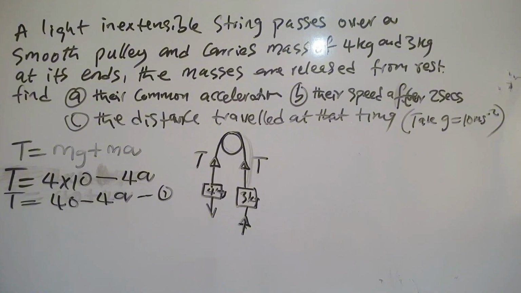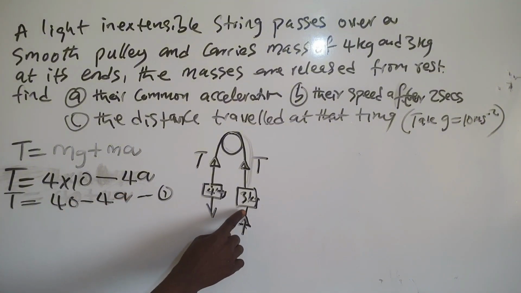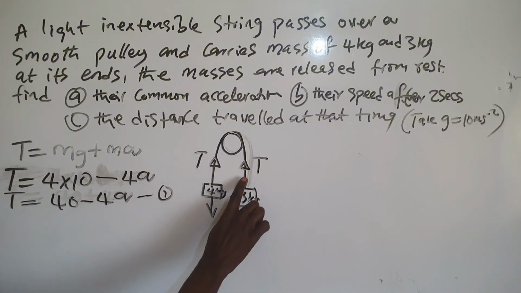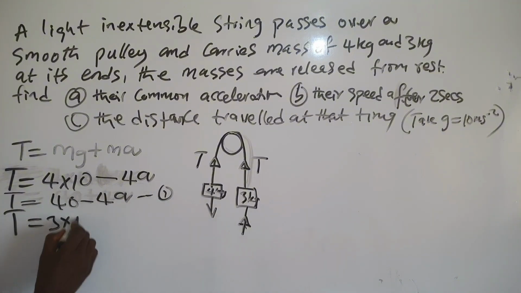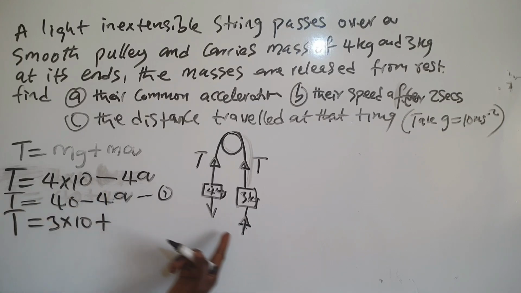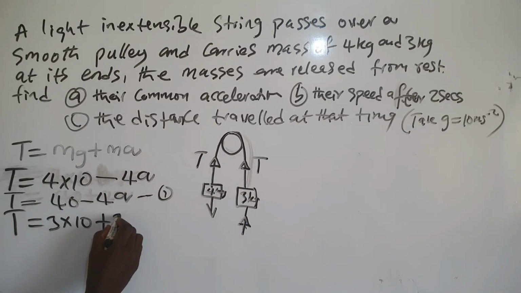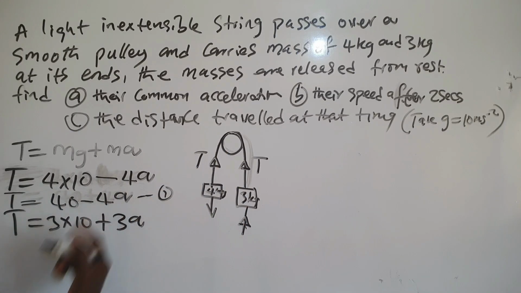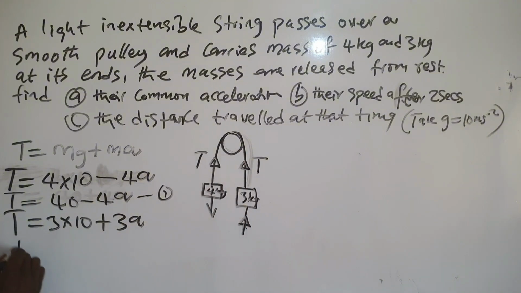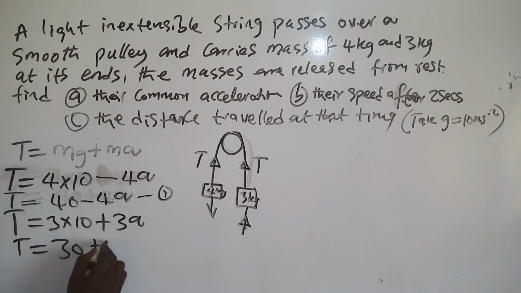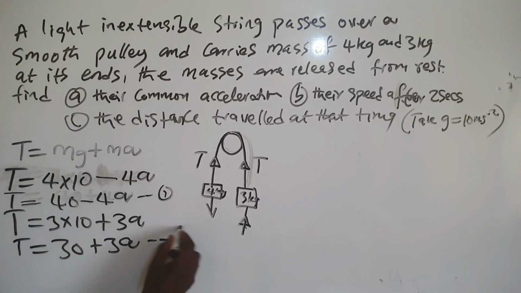Now for this second one, it is moving upward, meaning that it's moving in the same direction as the tension, because tension always acts upward. It will now be T equals 3 times 10, the same formula, but this time it will be plus, no longer minus, because it's moving in the same direction. It will be plus 3 times A. This A is common because they are moving together. It will give us T equals 30 plus 3A, equation 2.